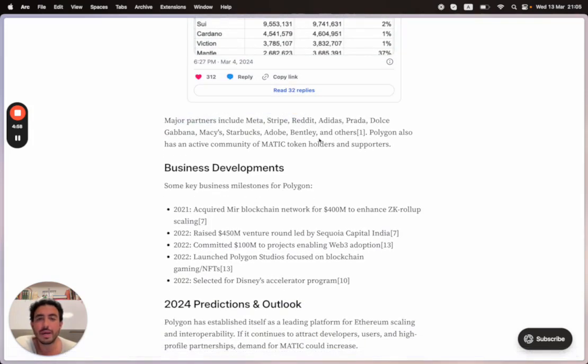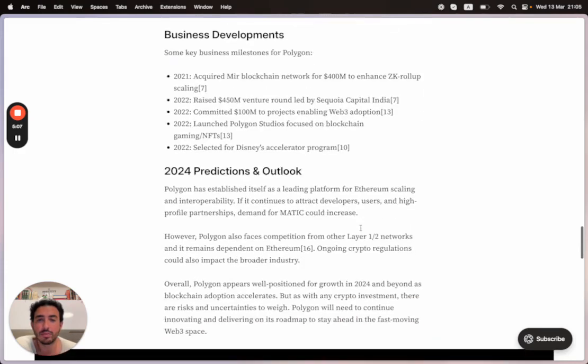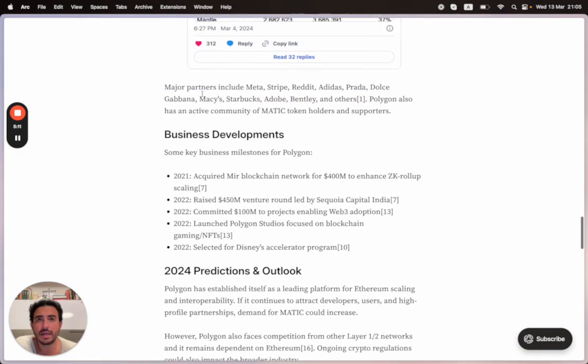Major partners include Meta, Stripe, Reddit, Adidas, Prada, Dolce & Gabbana, Macy's, Starbucks, Adobe, Bentley, and others. Polygon also has an active community of Matic token holders and supporters. This is important to understand because they have very strong partnerships with Web2 companies, traditional companies that are not inside of Web3. So that's very important to understand.